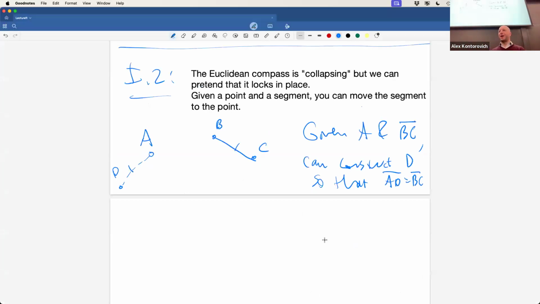You want a minute to think about how you do it? Take a minute, talk to your neighbor. How would you, without lifting anything off the page, how would you use circles and straight lines to construct this point D? Take a minute.